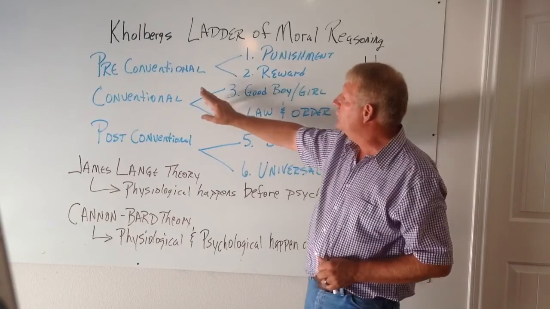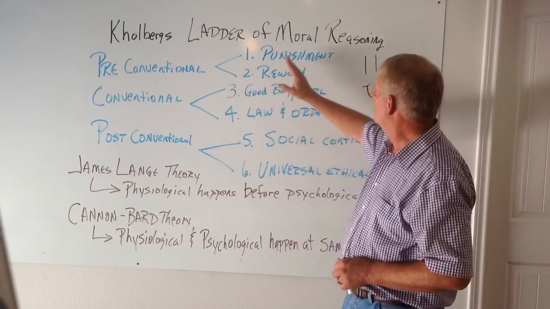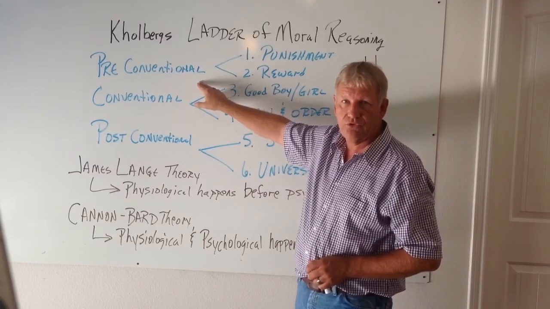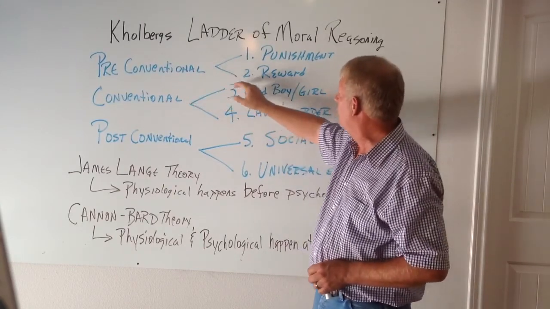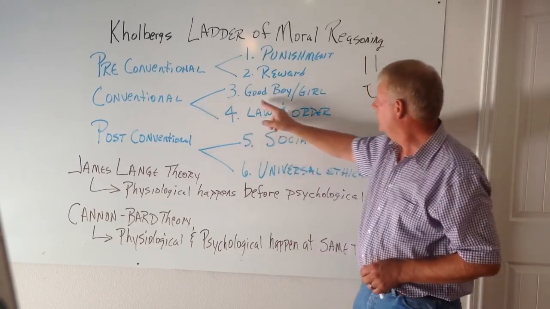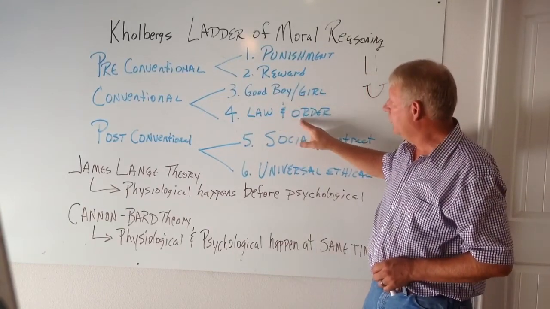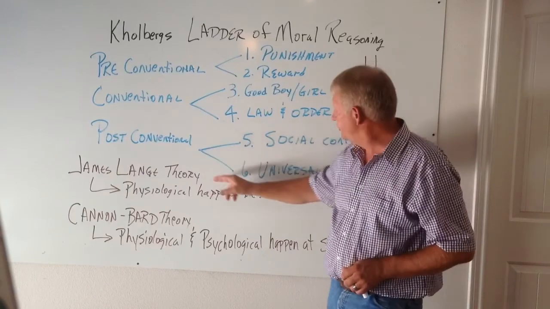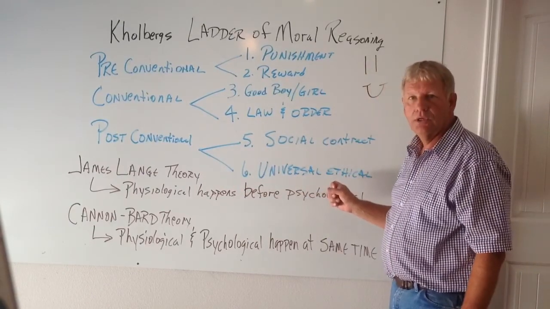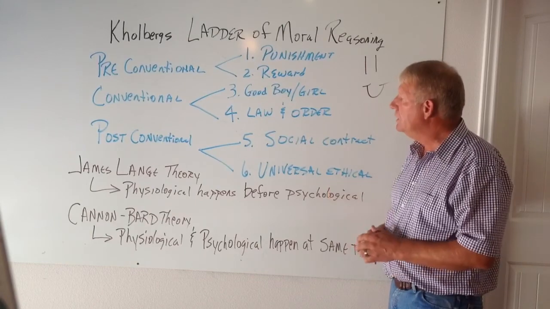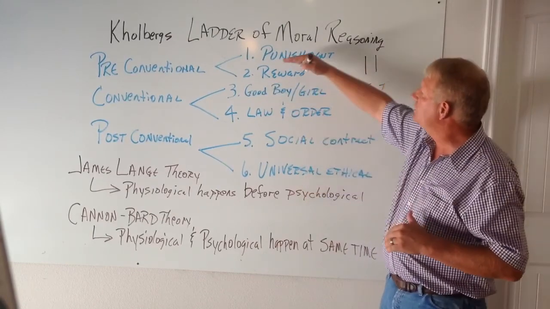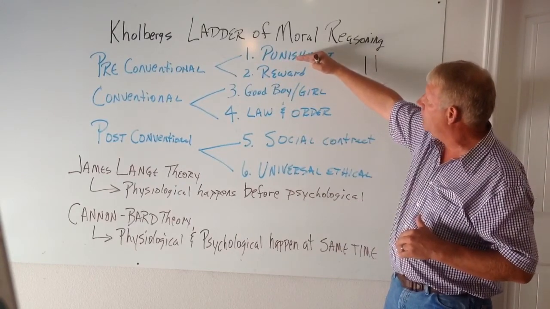All right. So there's 3 parts to Kohlberg's ladder of moral reasoning. Pre-conventional, we'll go over them real quick, and then we'll talk about them in detail. Pre-conventional: punishment, reward. Conventional: good boy, good girl, law and order. Post-conventional: social contract and universal ethical. Now, let's talk a little bit about what that means. Here's a situation where this is in order.